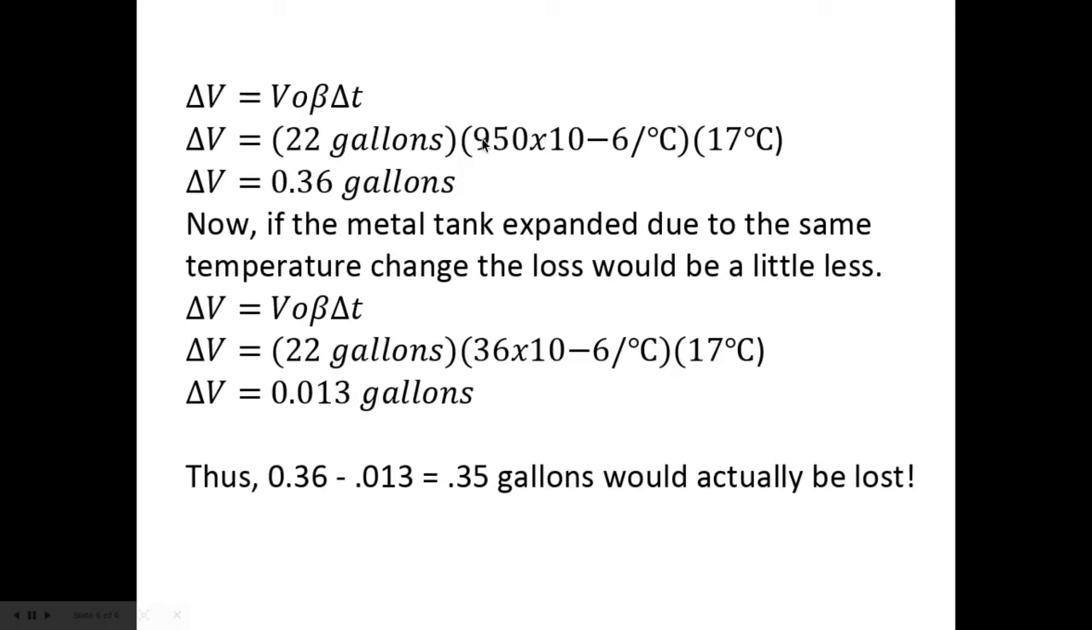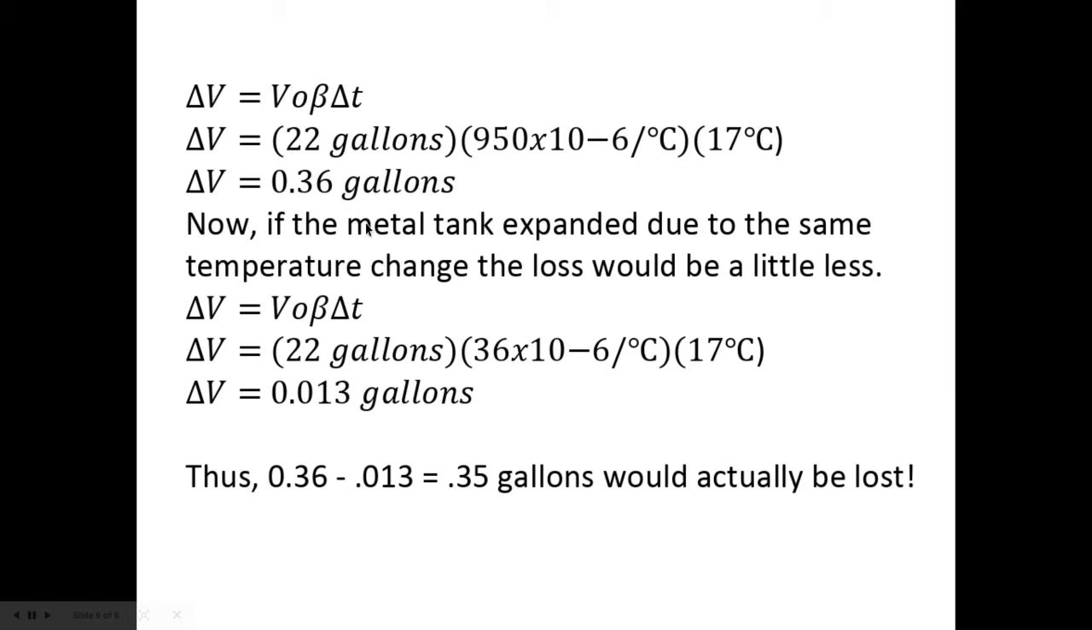Volumetric expansion formula. The 950 times 10 to the minus 6 is our beta, which is our volumetric expansion. Our initial volume is 22 gallons at 17 degrees Celsius. So that change in temperature is going up 17, the two temperatures subtracted from each other. So this is a little over a third of a gallon. That is a lot of gas. If you filled it up the neck, it would all come out.